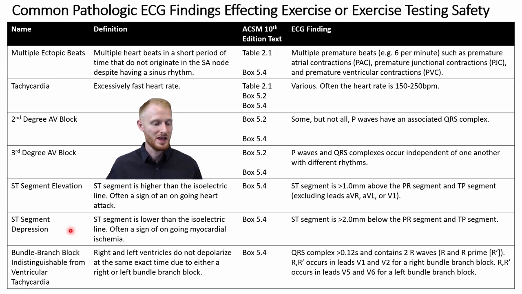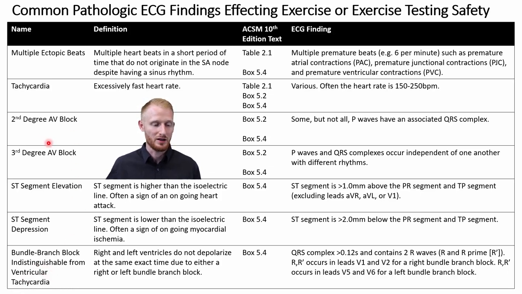We also have on this list ST segment depression. So notice the ST segment is very important. So if the ST segment is not isoelectric, but is actually lower than the isoelectric line. So up here it was a greater than 1 millimeter increase above the isoelectric line. Here we're talking about greater than 2 millimeters decrease below the isoelectric line. This is something that most likely means myocardial ischemia, so lack of oxygen or lack of blood flow to the heart. The last item on this list is when you have bundle branch blocks that are indistinguishable from ventricular tachycardia.